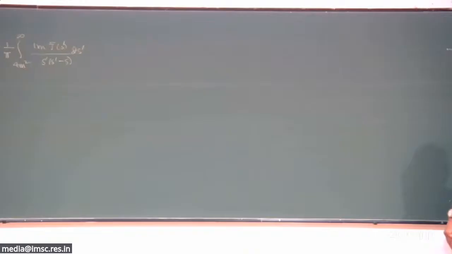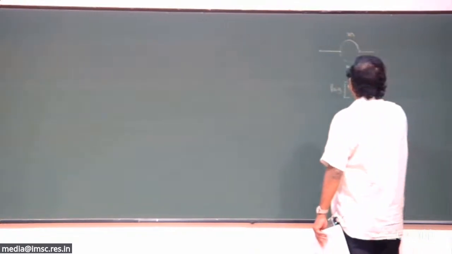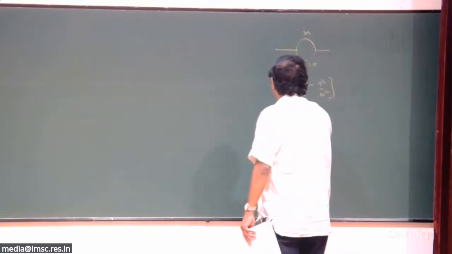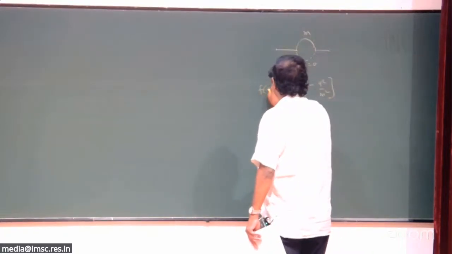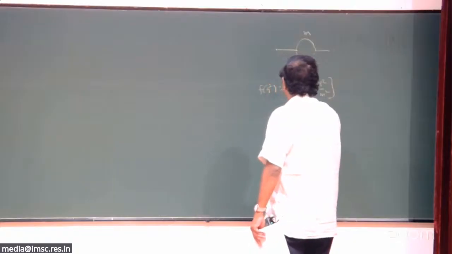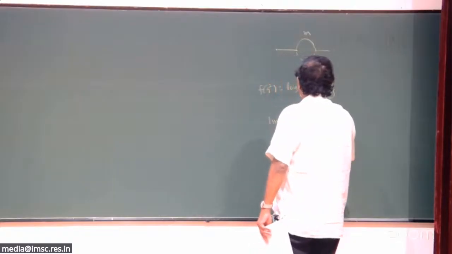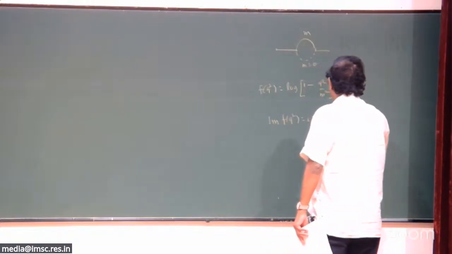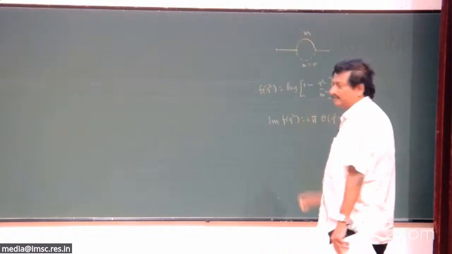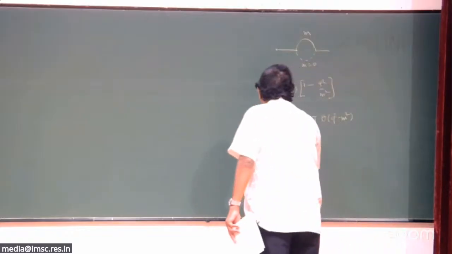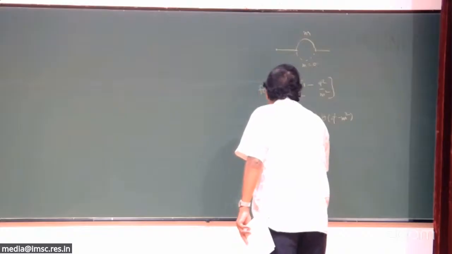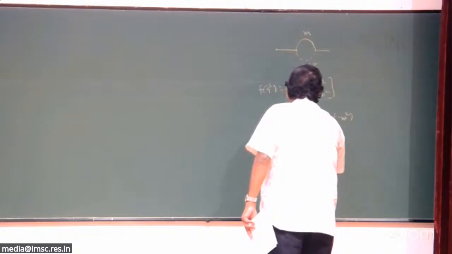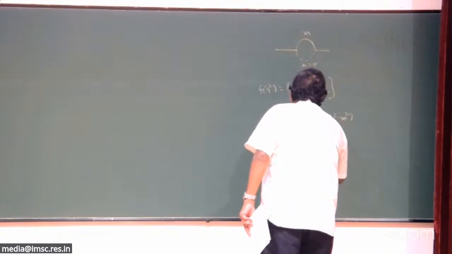And we said that it must be a log of 1 minus q squared by m squared, right? So let me call this some f of q squared. The imaginary part of f of q squared will be i pi times theta of q squared minus m squared. Nothing else. Then you do an integral of 1 by pi from m squared to infinity, dq prime squared by q prime squared minus q squared.